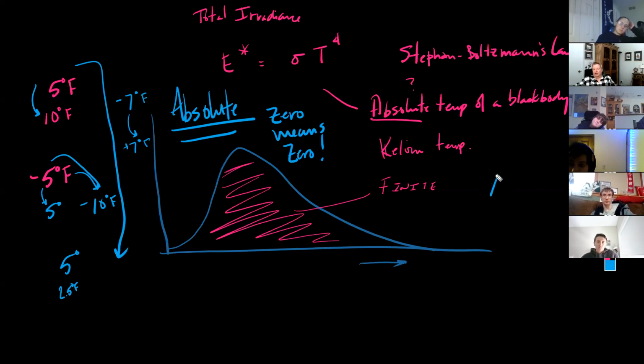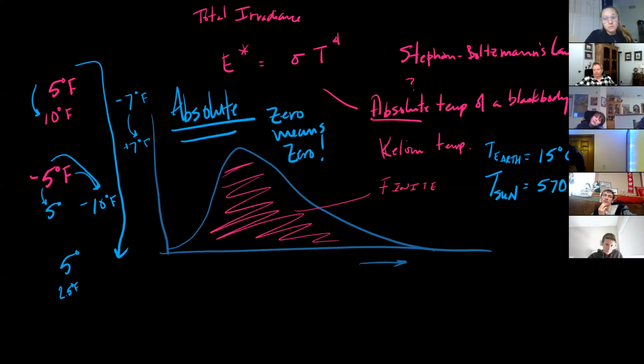So for instance, let me do this. Temperature of the sun is... temperature of the earth is 15 degrees Celsius. These are facts you should know. On average, the temperature of the earth is 15 degrees Celsius. The sun is 5,703 degrees. Something like that.